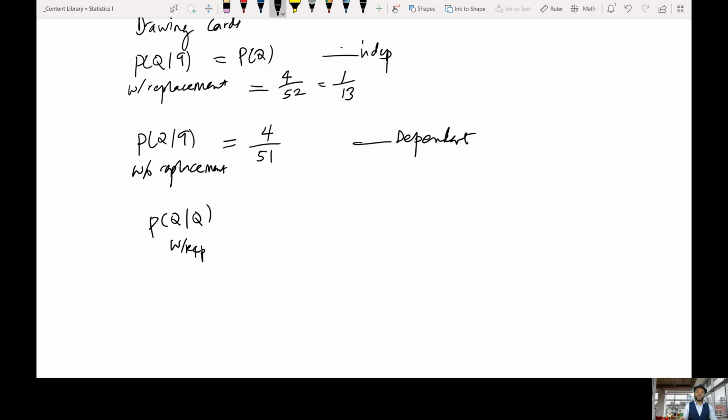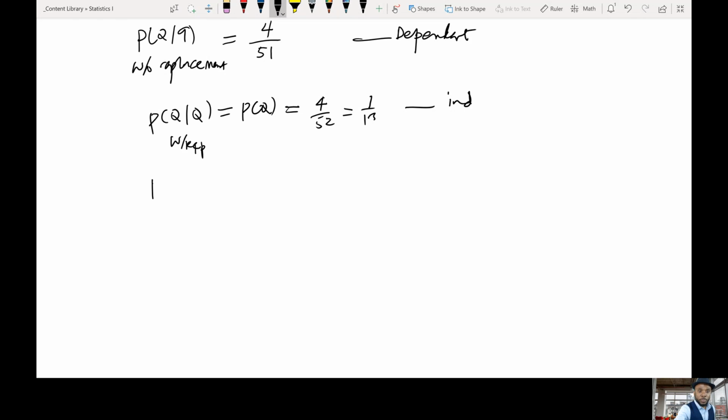So I drew a Q and I put it back in the deck of cards and I drew another Q. So this is simply equal to the probability of drawing a Q. So this is independent, which would be the same thing as saying 4 over 52, which is 1 over 13. So this is independent.